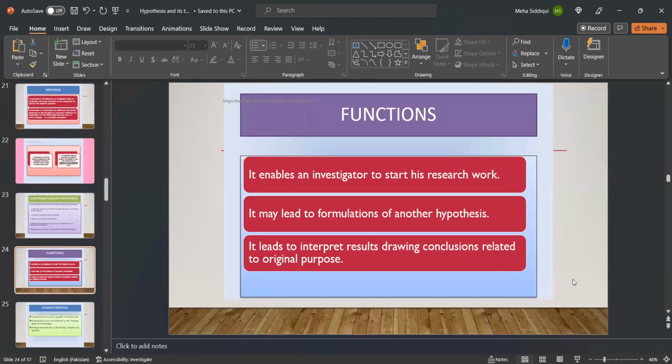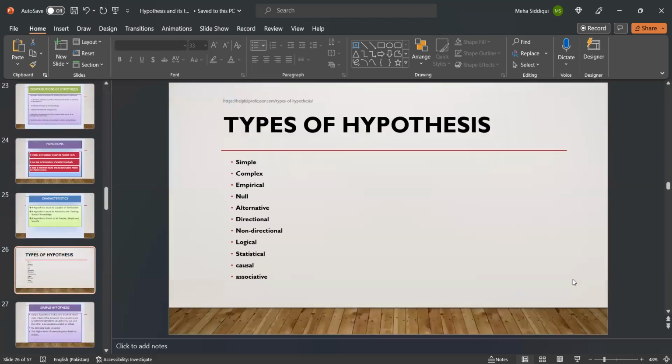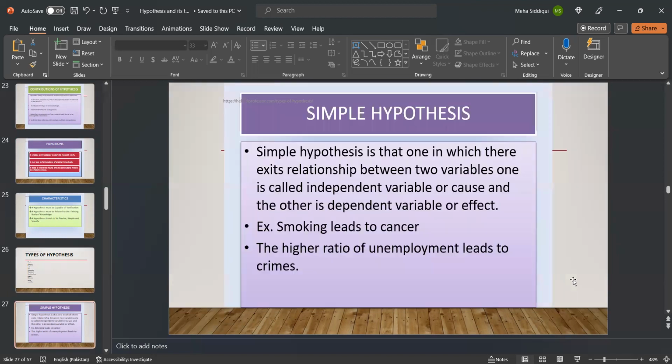Function. It enables an investigator to start his research work, may lead to formulation of another hypothesis, and leads to interpretation of results and drawing conclusions related to the original purpose. Characteristics. The hypothesis must be capable of verification. It must be related to the existing body of knowledge. A hypothesis needs to be precise, simple, and specific. Now, these are the multiple types of hypothesis: simple, complex, empirical, null, alternative, directional, non-directional, logical, statistical, causal, associative. We will discuss each one by one.